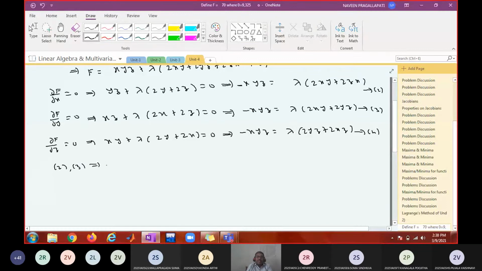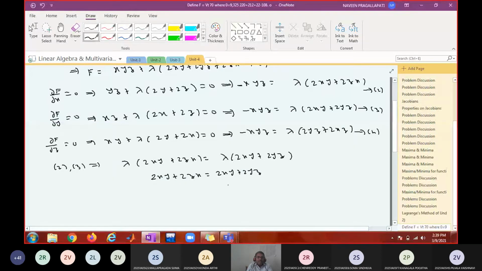Equate 2 and 3, you will get lambda into (2xy plus 2zx) equals lambda into (2xy plus 2yz). Lambda gets cancelled, 2xy gets cancelled. So 2zx equals 2yz. This implies that x equals y. Am I right? x equals y.